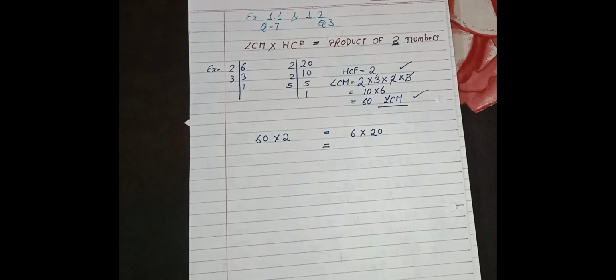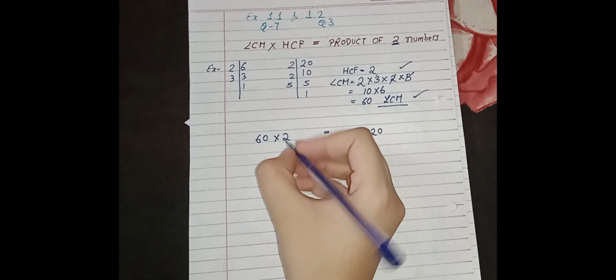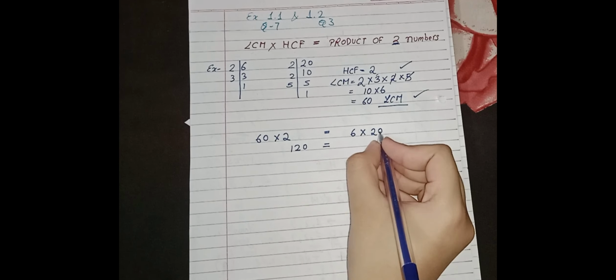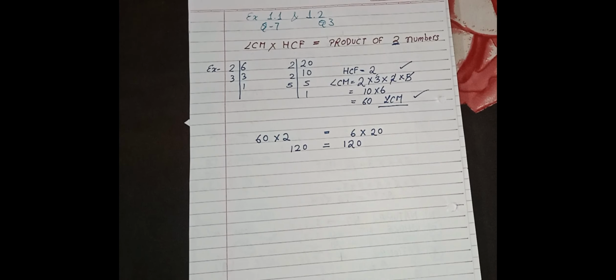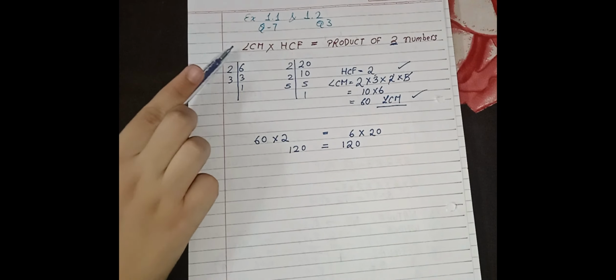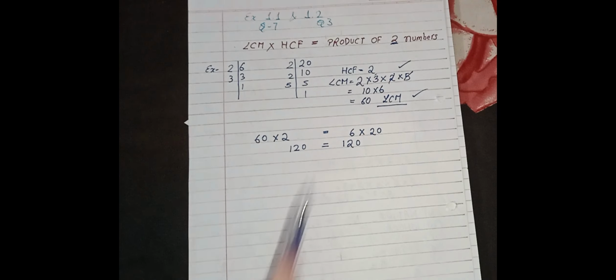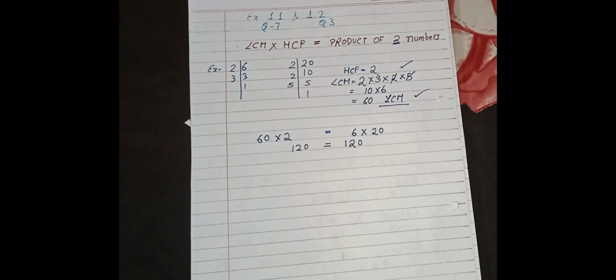Now check and let me know whether it is correct. Are we getting it equal? 2 0 0, 2 6 12, 120. 6 into 20, 120. So therefore we got the answer. LCM into HCF is equal to the product of 2 numbers, and we have done our experiment also, and we got the answer.